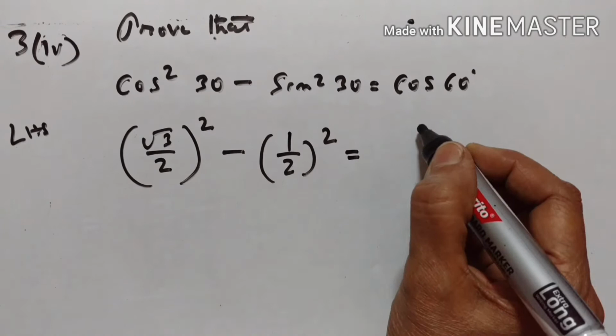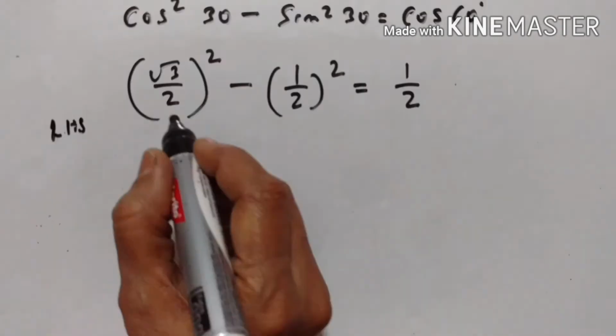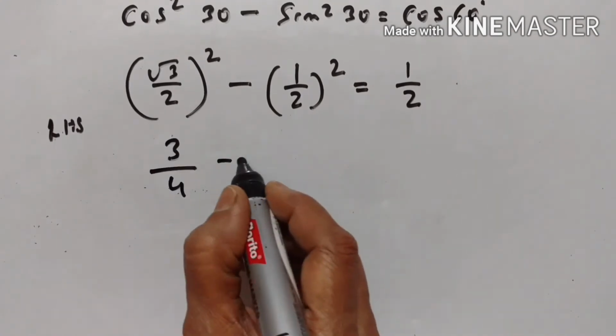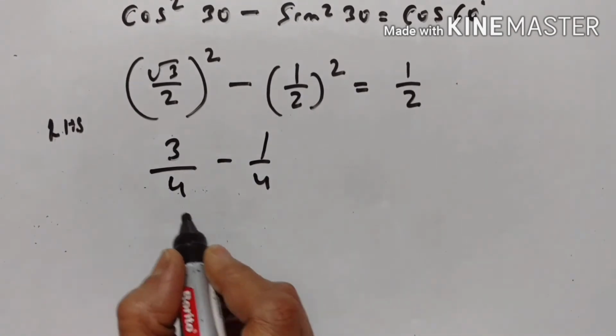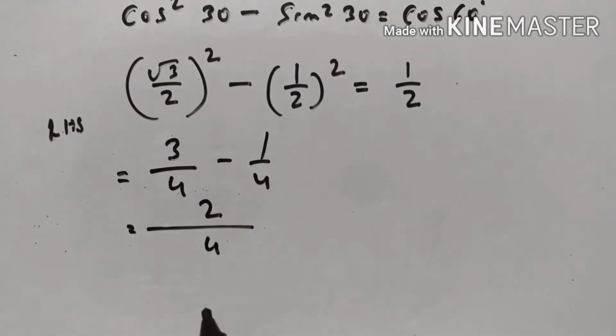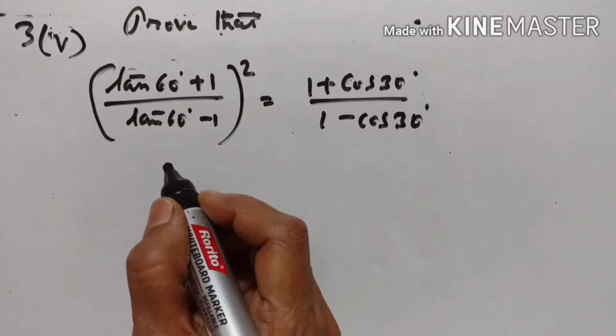cos 60 is equal to 1 upon 2. Square root of 3 into square root of 3 is equal to 3. 2 into 2 is equal to 4, minus 1 upon 4. This is 4. 3 minus 1 is equal to 2. This is equal to 1 upon 2. LHS is equal to RHS.